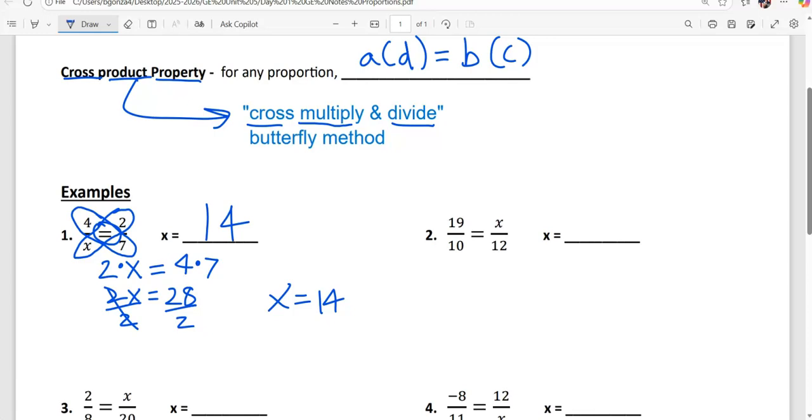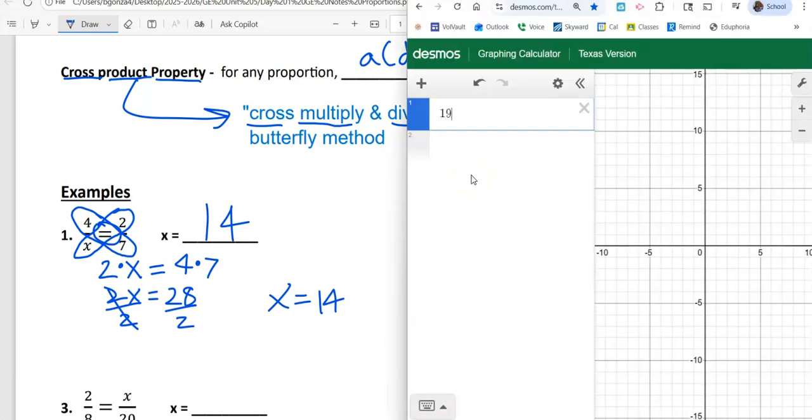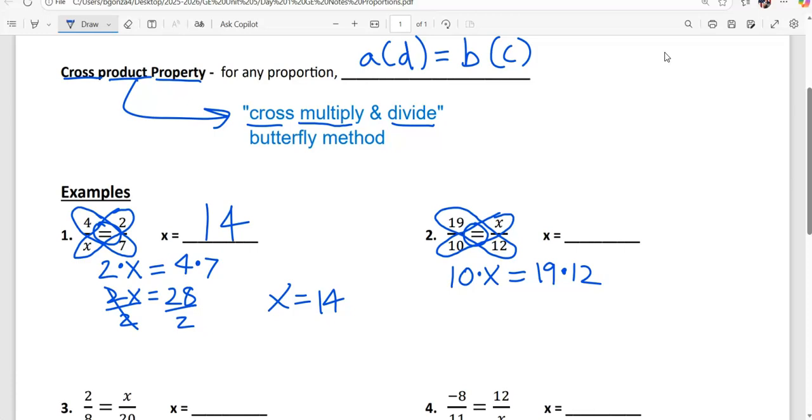Okay. Now, number 2, cross multiply. Here's a cross. 10 and x. 10 times x. Don't forget the equals in the middle. And then 19 and 12, multiply 19 times 12. Now, 19 times 12 is not everyday times table, so calculator's fine. 228. So 10 times x is 10x. That equals 19 times 12, which is 228.